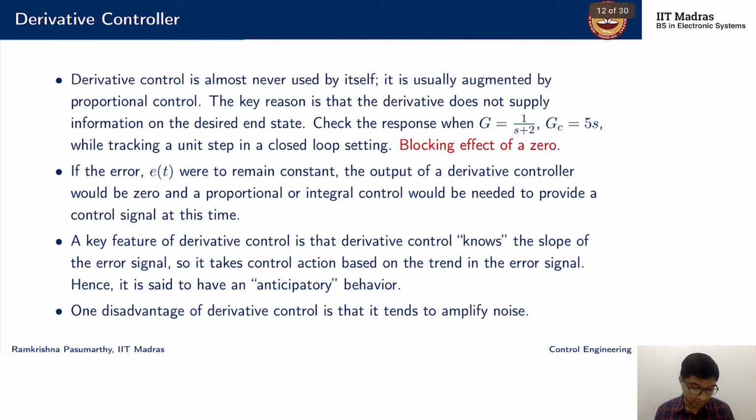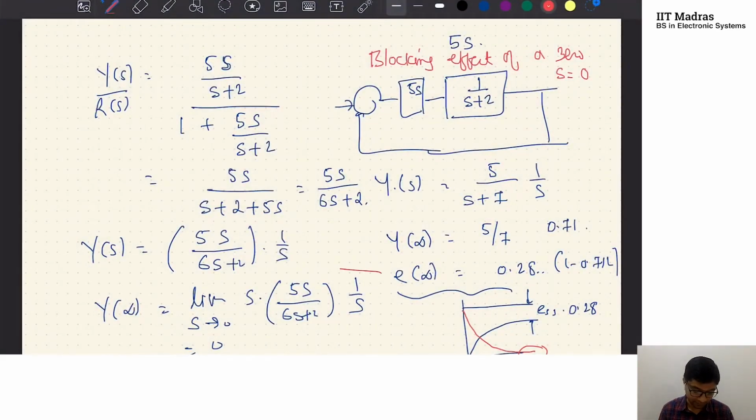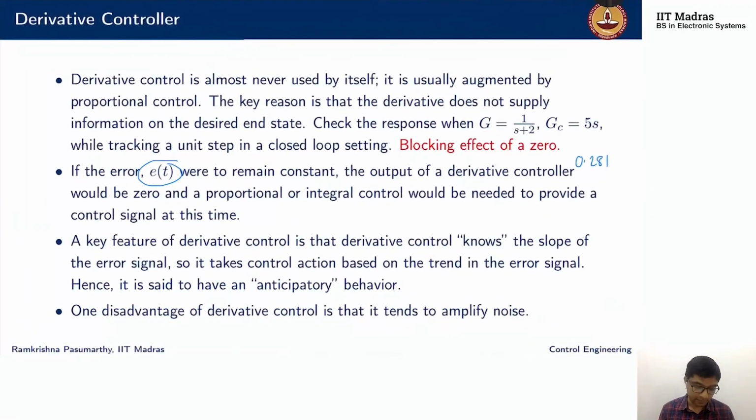Okay, and then not only that, if I'm just looking at a constant error, this is also what was happening, right? I had a constant error of 0.281. I added a derivative control. The derivative of a constant becomes 0, and therefore the overall output becomes 0. That's exactly what we saw in this analysis here. One explanation is that because the error is constant, the derivative of the error is zero, and therefore there is no output.